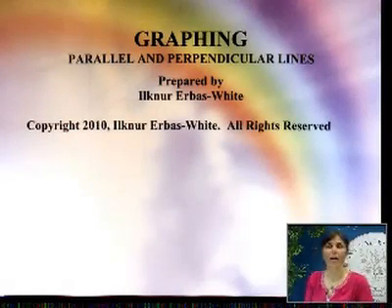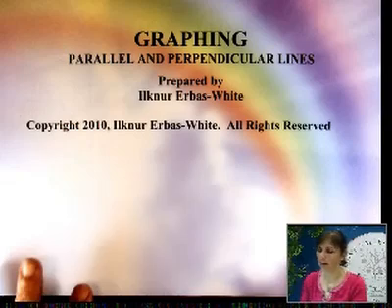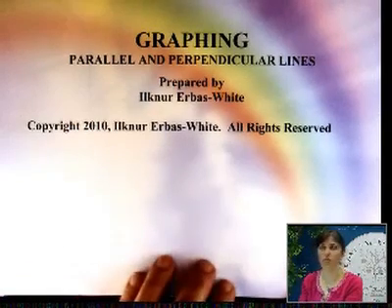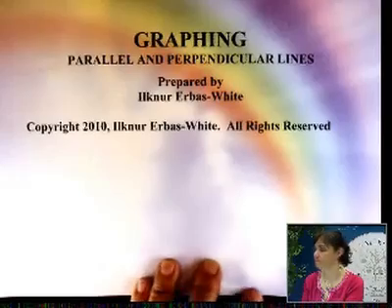Today we will talk about some special cases, primarily parallel and perpendicular lines and how to recognize them, how to draw them. Okay.